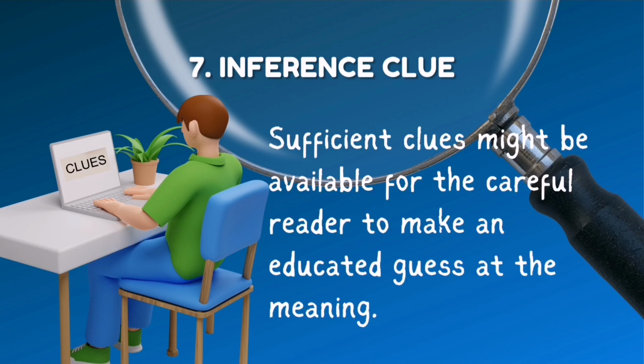Number 7 type of context clue. Inference clue, or giving a conclusion. Sufficient clues might be available for the careful reader to make an educated guess at the meaning.